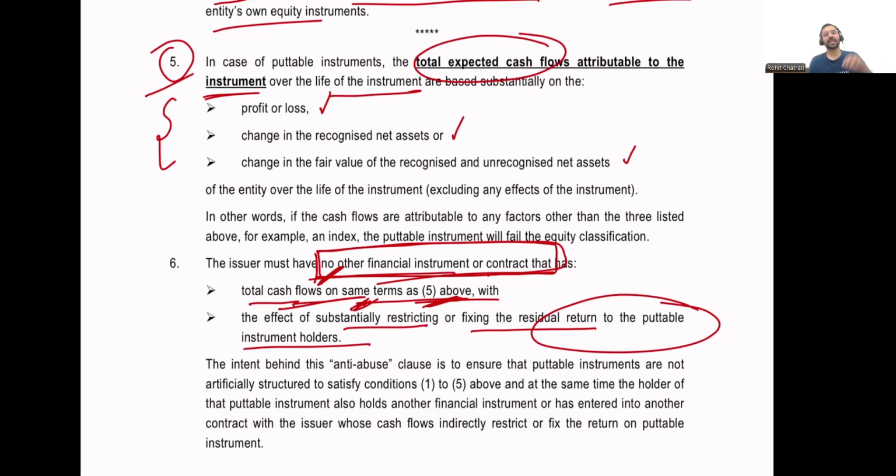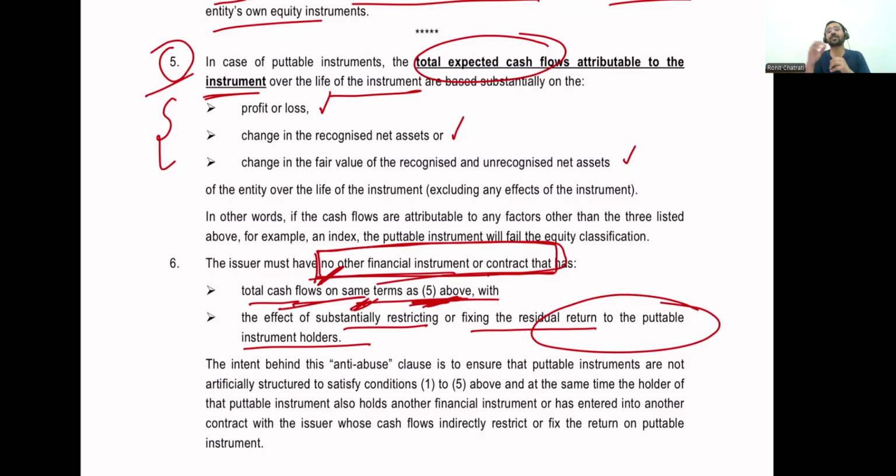What is it saying? There cannot be any other contract where the cash flows are predominantly driven by the profit or loss. Same terms as 5 basically means there cannot be a contract where the cash flows are predominantly driven by the profit or loss or fluctuations in net assets of the company. Now, why does this condition exist? This condition exists because if such a contract exists, then it is restricting the return for the other shareholders.